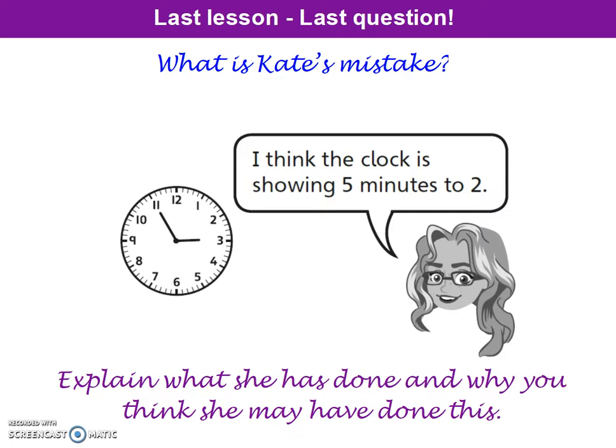Now your job is to explain what Kate's mistake is, and in order to do this, I want you to think about what she's done and why you think she's done it, and then tell me what the actual answer should be. So once again, just before we pause the video, Kate is saying, I think the clock is showing 5 minutes to 2, and your answer is going to be what Kate's mistake is. So pause the video and come and join me when you're ready.